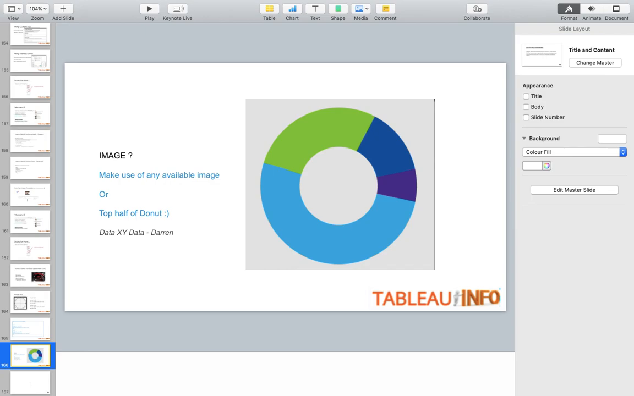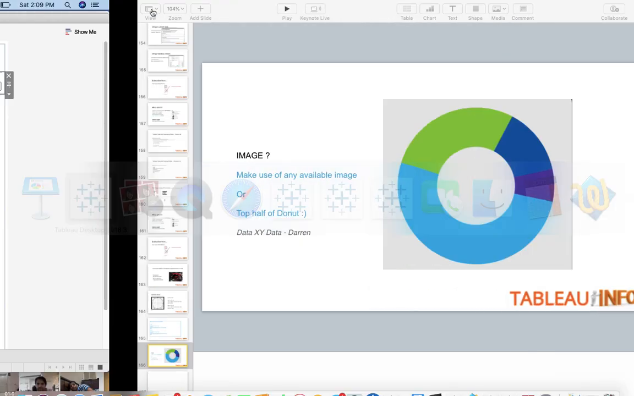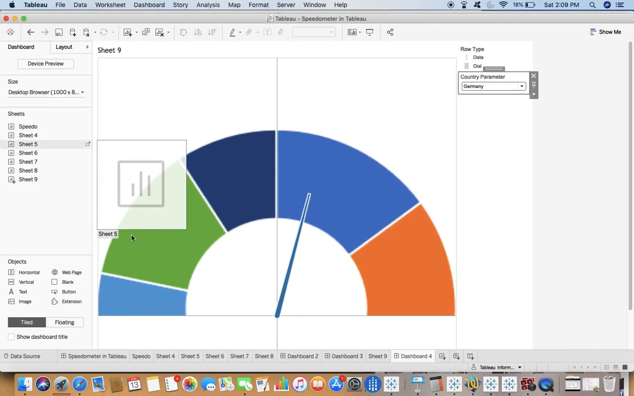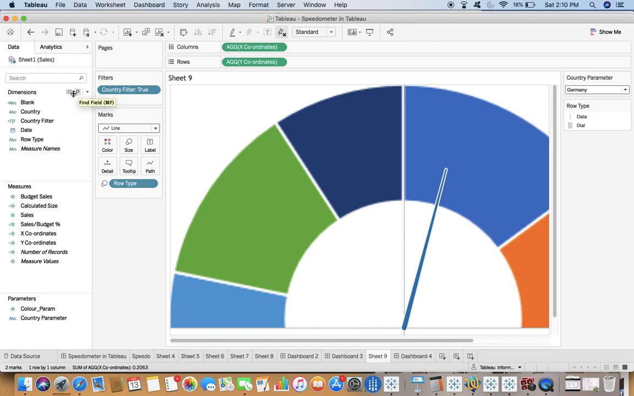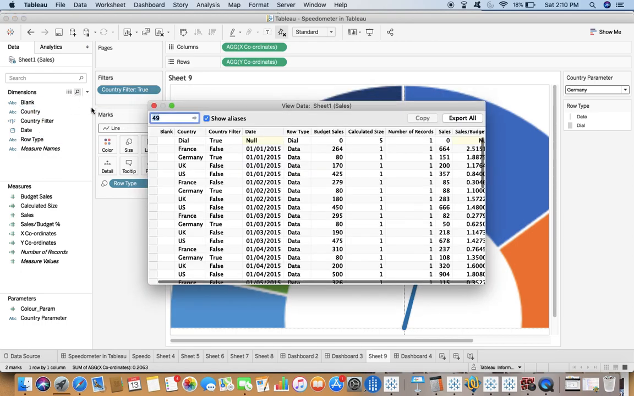So let us go back to the worksheet so that we can understand from the scratch. Let us try to understand the data set first. In order to understand the data set, we'll have to view data. And now here you can see we have different countries over there, and at the same time there is one dummy row at the top, the first row, where you have country as dial and row type as dial. Why we are doing that, I'll show you when we create this from the scratch.